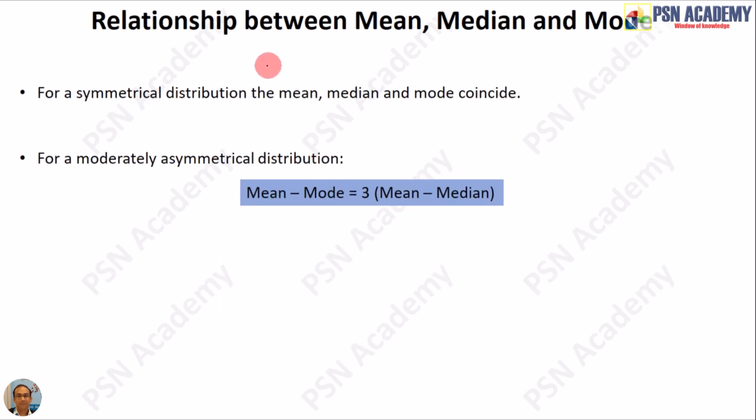Now one last thing we have to discuss. If your distribution is symmetrical, then your mean, your median and mode will coincide. That means the mode's value, the median's value and the mean's value will be the same. And if you have an asymmetrical distribution, then you have this relation between mean, median and mode: mean minus mode equals 3 times mean minus median. If you know any two of them, then you can compute the third one without applying the formula.